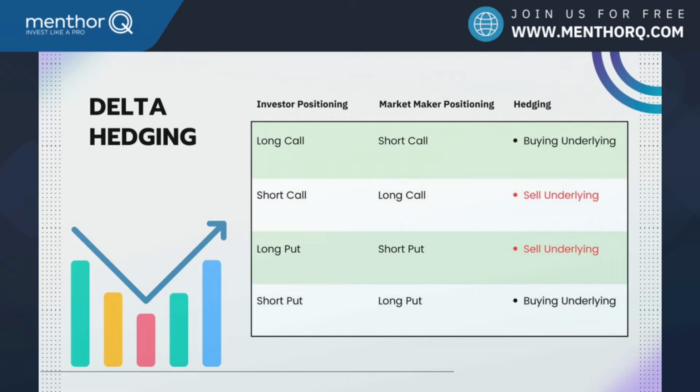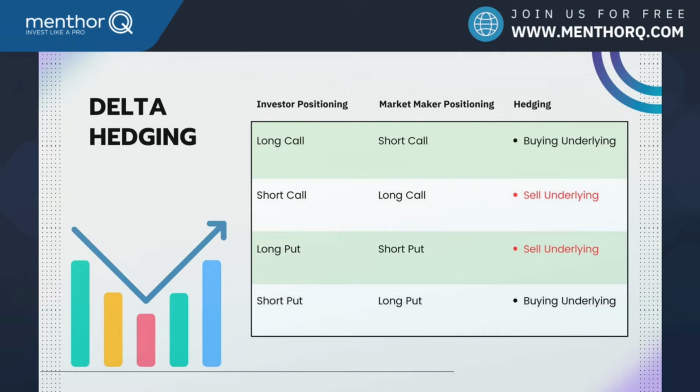Because behind every option positioning, there's going to be some hedging going on coming from the market makers. So we need to understand that option flows create futures flows. Most of the hedging is done through buying or selling futures, but also buying or selling the underlying.